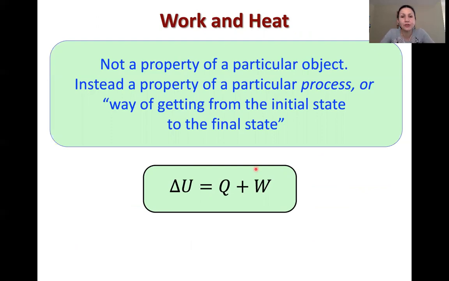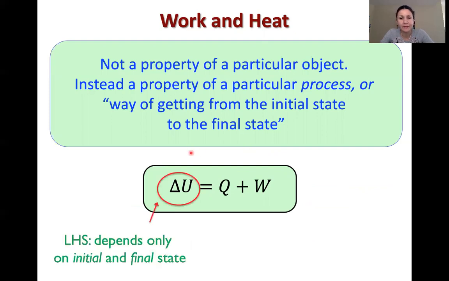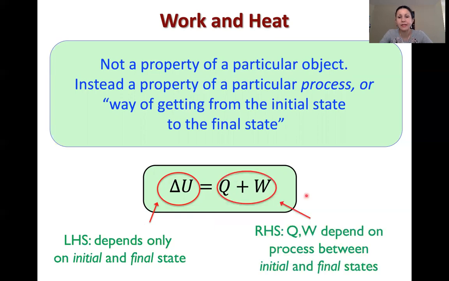Okay, so if we go back to this equation, what do we have here? On the left-hand side is the change of your internal energy. It's a state function, and it just depends on your initial and final state. So this delta is just final minus initial. You don't care about what happened in between. You're just looking at two states and comparing the energy between these two states, whereas what's on the right-hand side depends on the process.